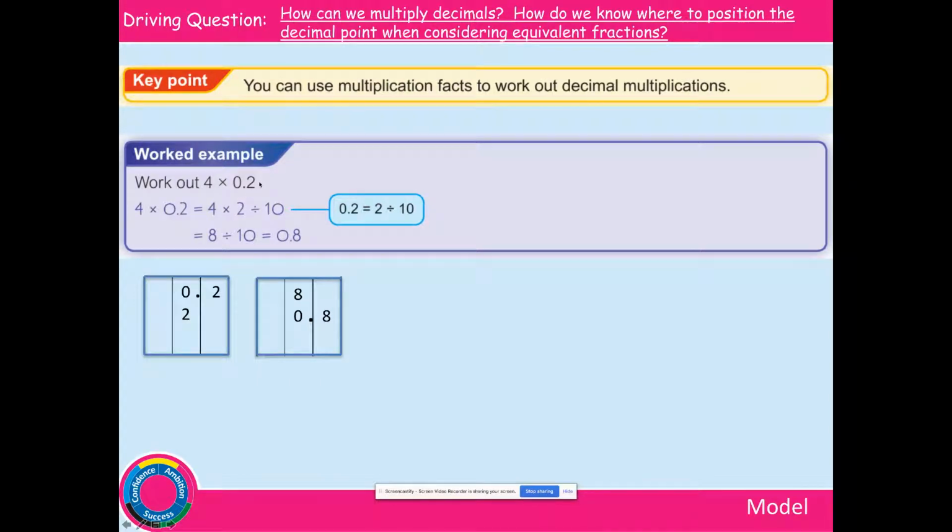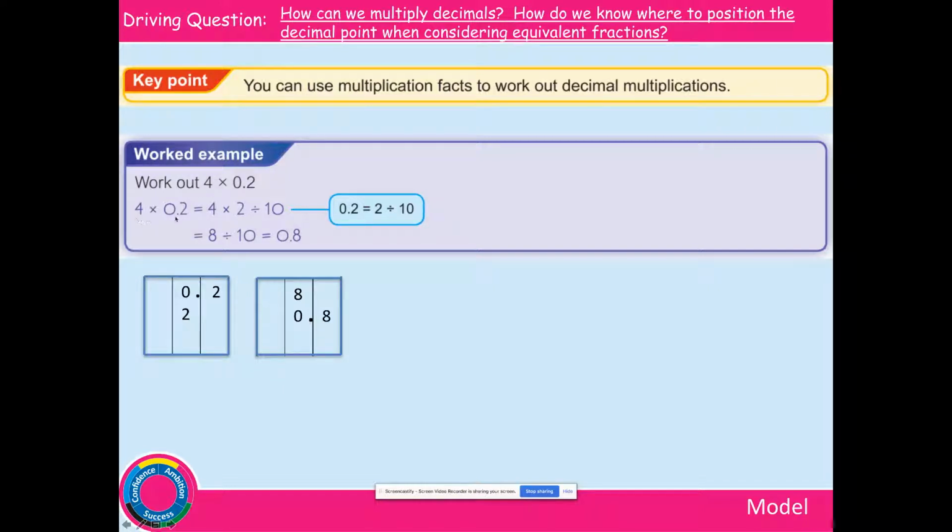So 4 times 0.2, if I make that 0.2 into a whole number, I can actually manage that multiplication now. So 0.2 times 10 will make it into a whole number that I can multiply, but I need to remember that once I've multiplied, I need to divide by 10 to get the correct answer. As I've multiplied by 10, I need to divide by 10 to bring it back to where it should be.